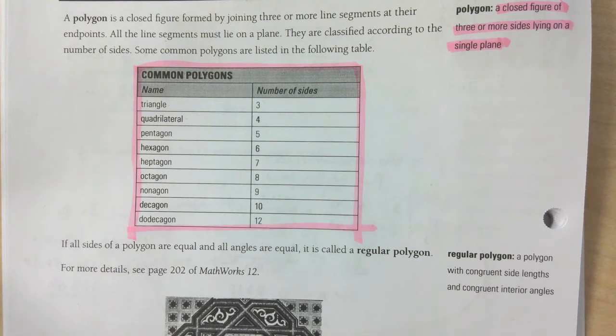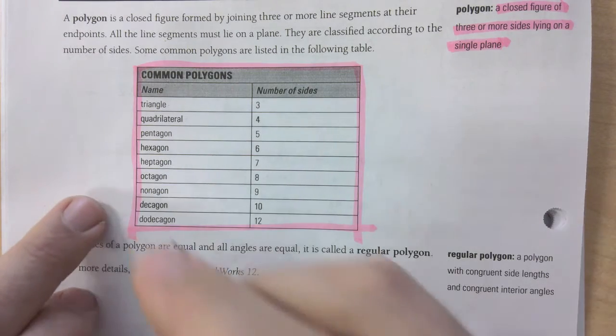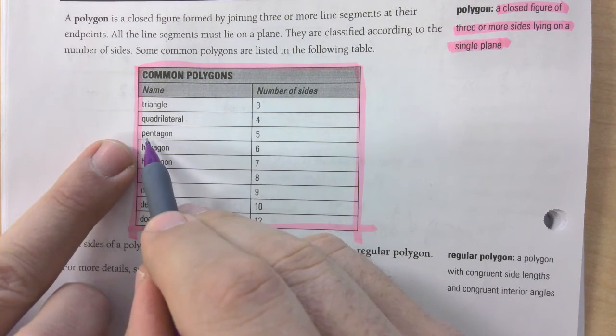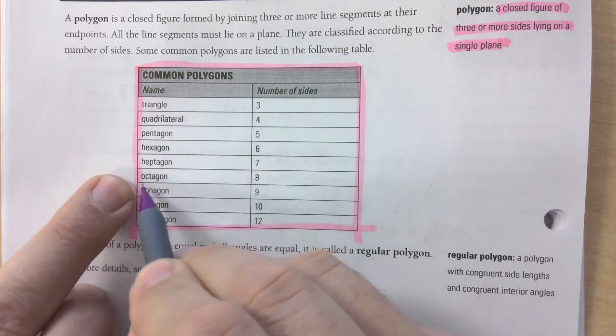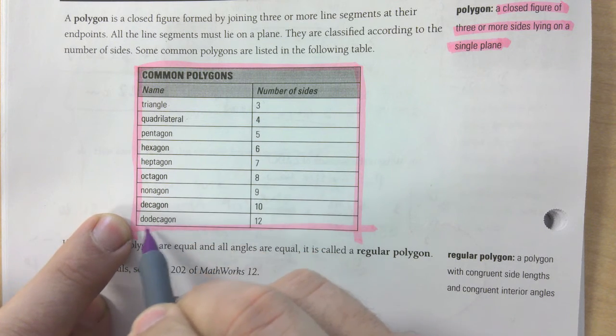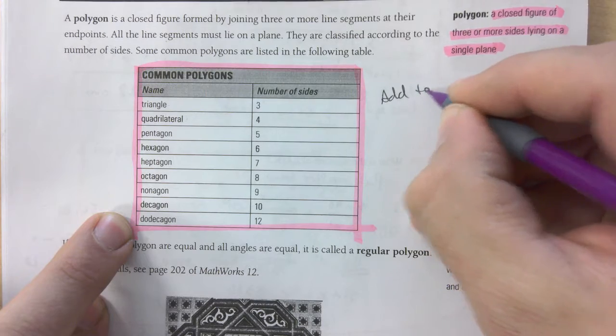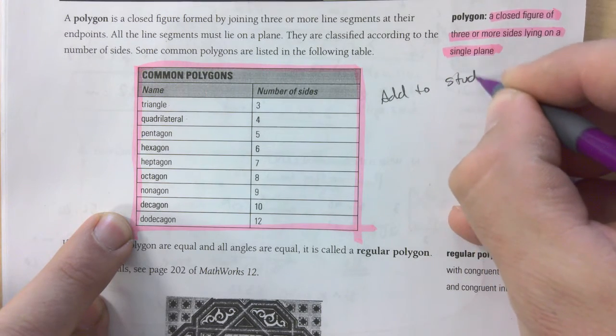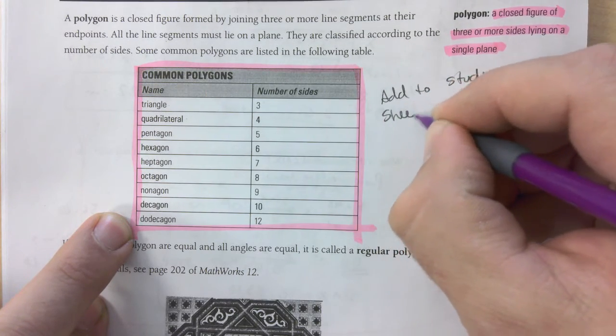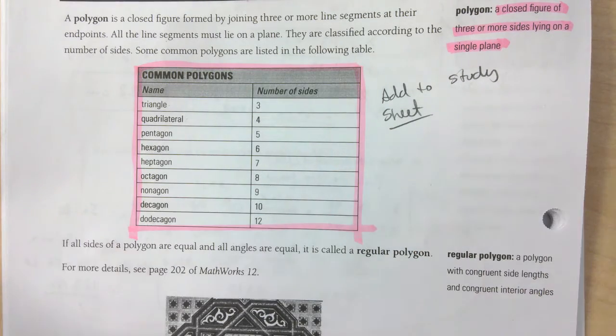What I'm going to suggest strongly right now, I'm going to give you a couple minutes. I don't do the gon, right? Just go penta, hexa, hepta, octa, nona, and so forth. Add it to your study sheet. Because sometimes you're going to guess, and the whole question is going to be wrong just because you don't know how many sides that shape has.